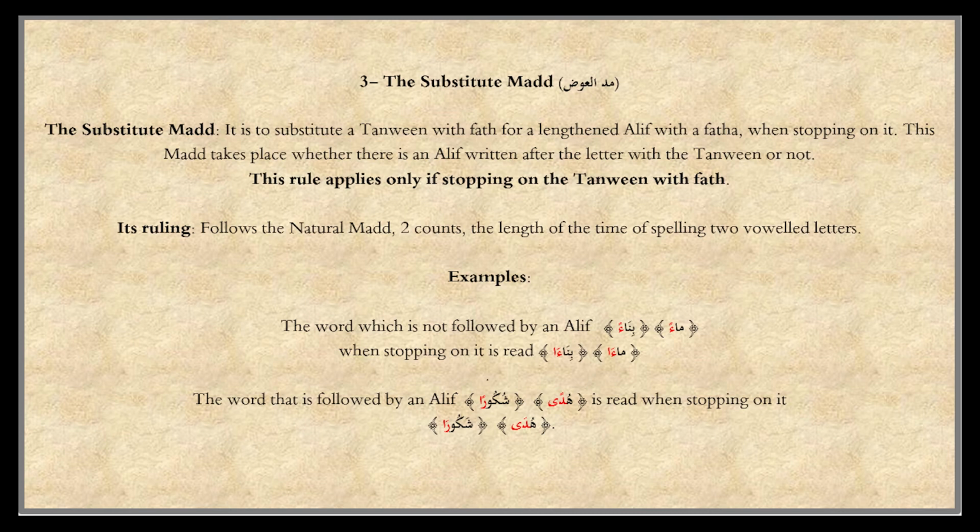This mad follows the natural mad and is two harakat, two vowels. Example, ma'an. If you stop on it, we say ma'a. Bina'an, we stop bina'a.